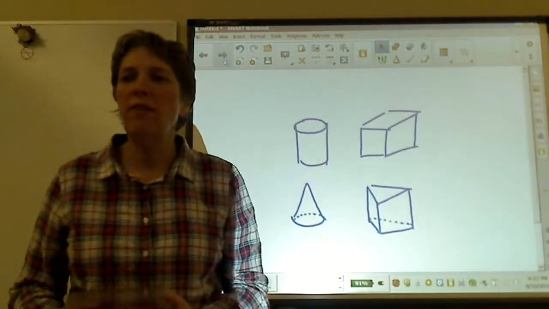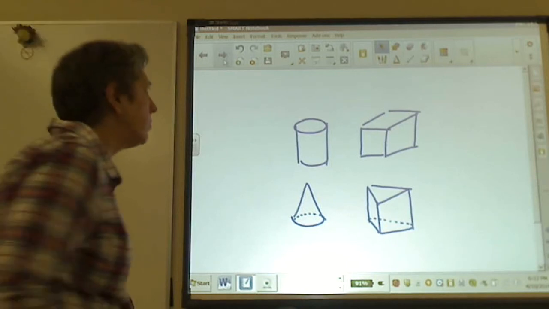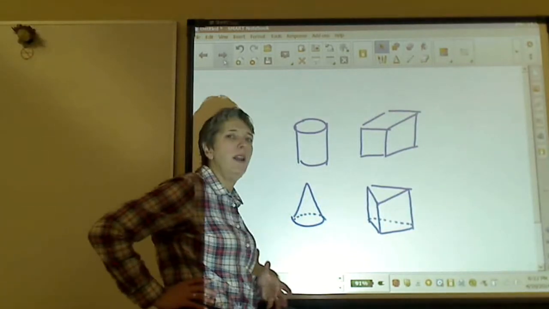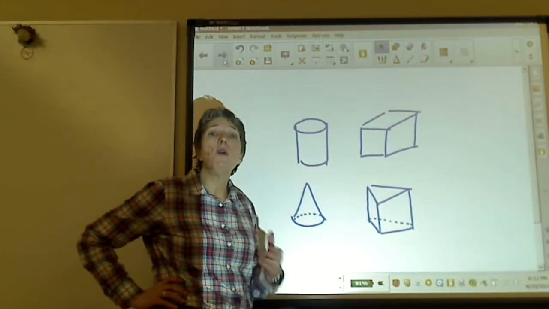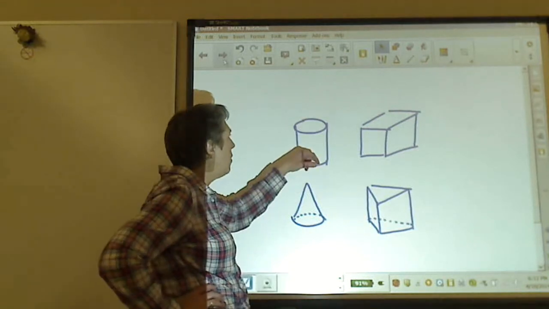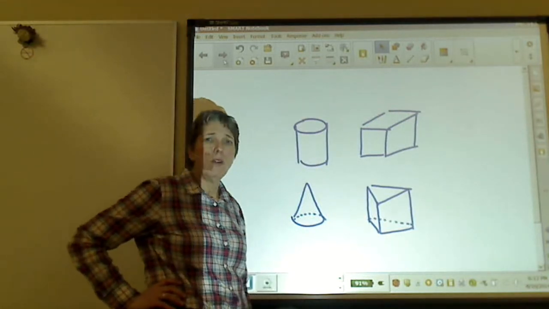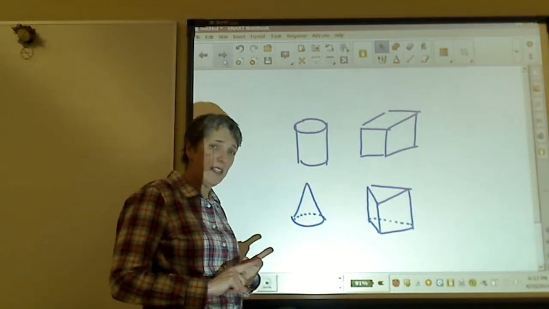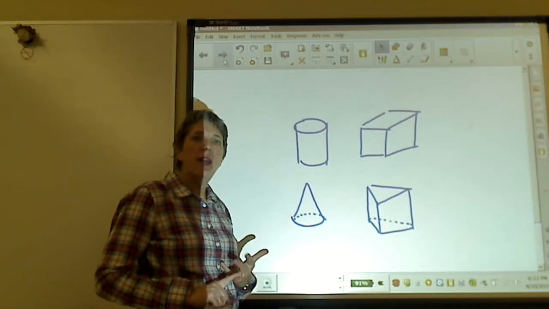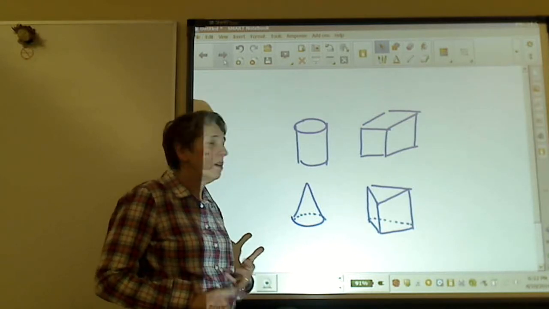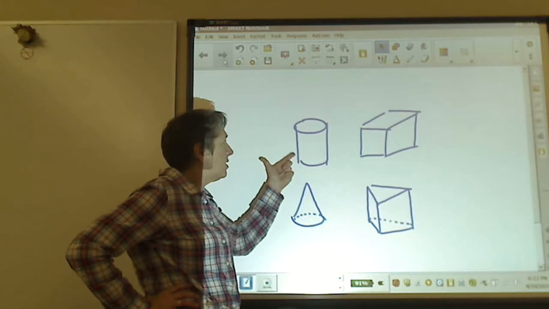So based on the definition of polyhedrons, you should be able to tell me whether or not these represent polyhedrons and what name you have. So is this a polyhedron? You look for the three things. You look for faces, vertices, and edges. Well, this is a cylinder.